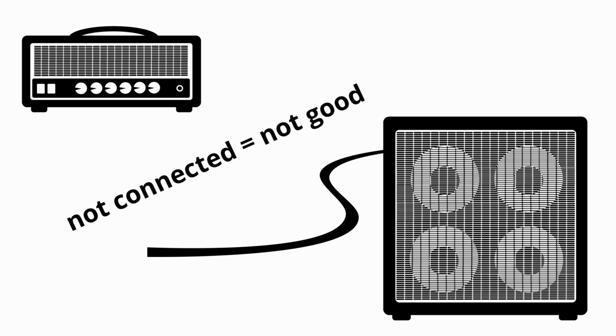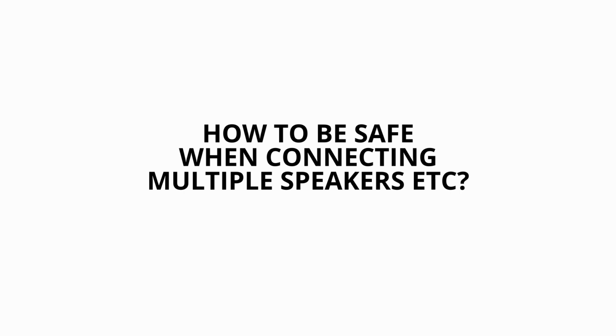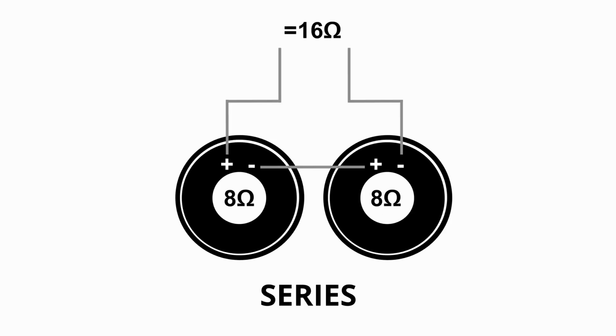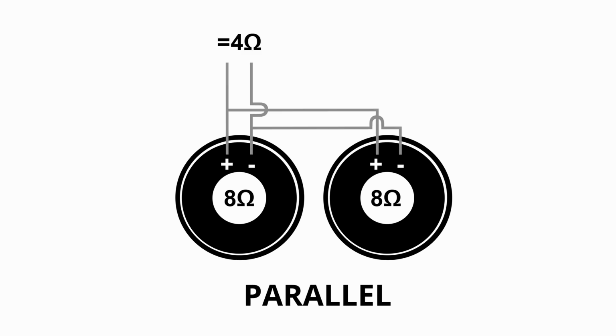Not recommended. So, how do you make sure you're always on the safe side and connecting your speakers correctly? Well, first we got to look at the 2 ways you can wire and connect speakers, parallel and series. Here are a couple of easy examples. If you wire 2 speakers of the same impedance in series, you can simply add the impedances and you'll get the total resistance of the speaker system. Like if you have 2 8 ohm speakers wired in series, the total load is 16 ohms. However, if you wire those same 8 ohm speakers in parallel, your total resistance will be 4 ohms.